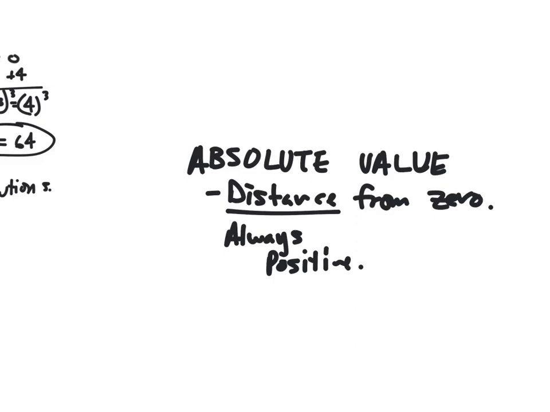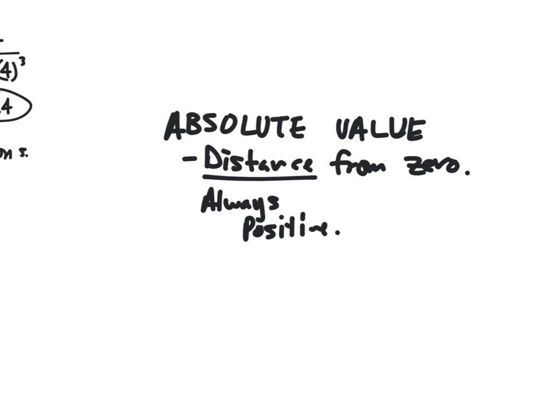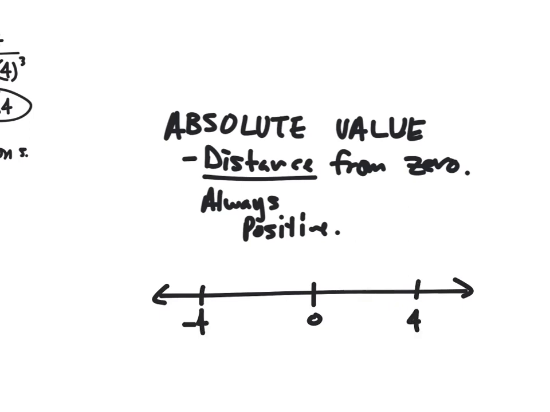Okay, so let's say I did this. Let's just look at a number line here. All right, I'm going to put 0 here. I'm going to put 4 here and negative 4. Now, if I wanted to find the absolute value of 4, I would take the distance from 4 to 0, and that distance is 4. So the absolute value of 4 is equal to 4.